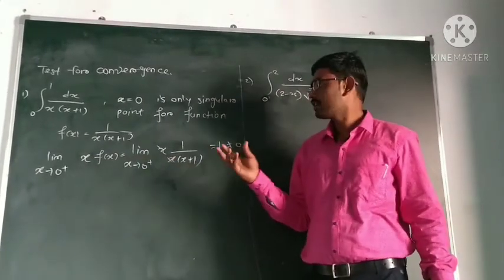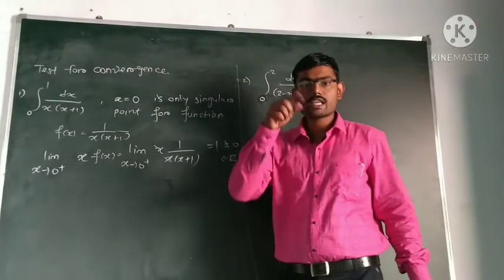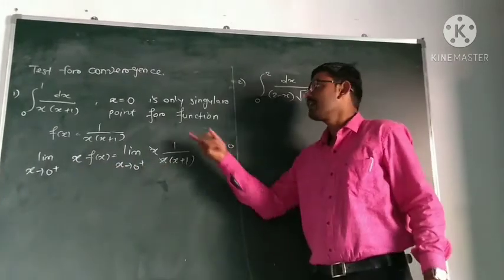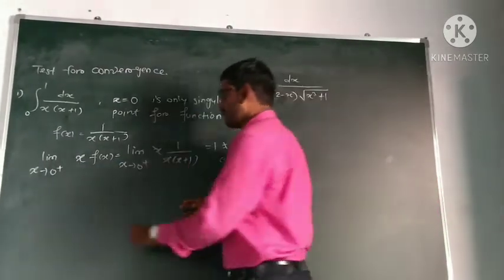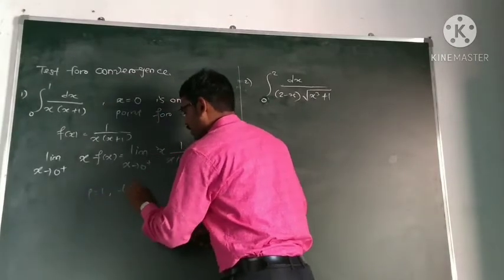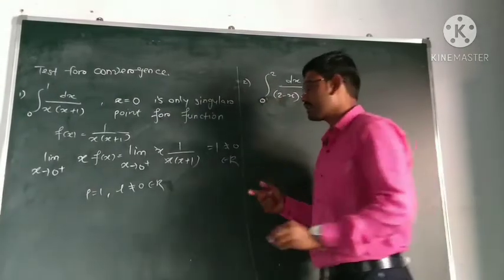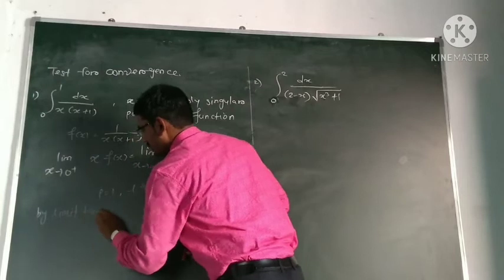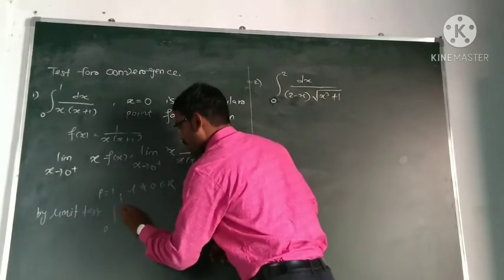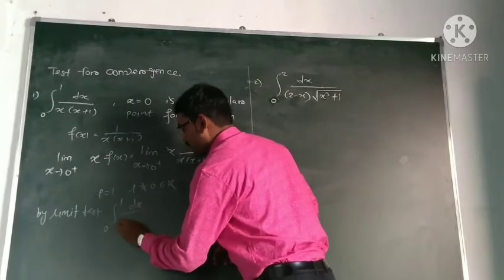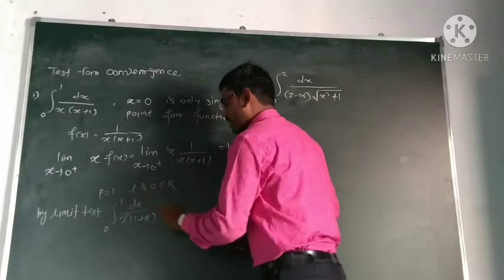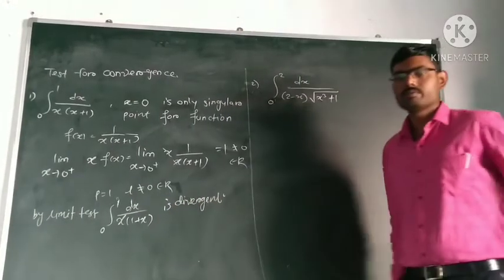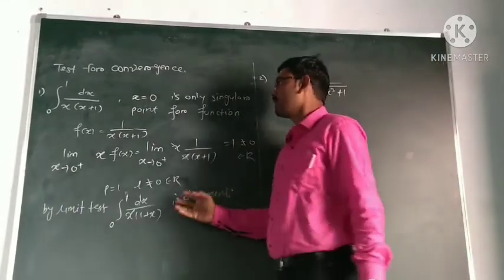What is the second part? If limit x tends to a plus of x minus a raised to power p into f of x, where p is equal to 1, and the limit is a non-zero real number, then the integral is divergent. So here p is equal to 1 and the limit is a non-zero real number. So by the limit test, the improper integral from 0 to 1 of 1 upon x into 1 plus x with respect to x is divergent. This is the application of the limit test for convergence.